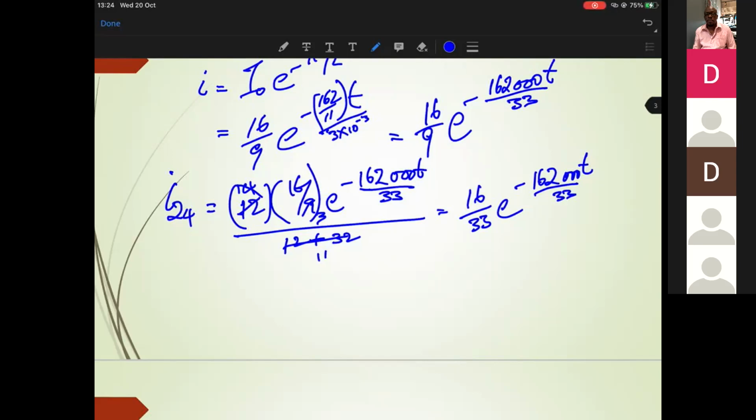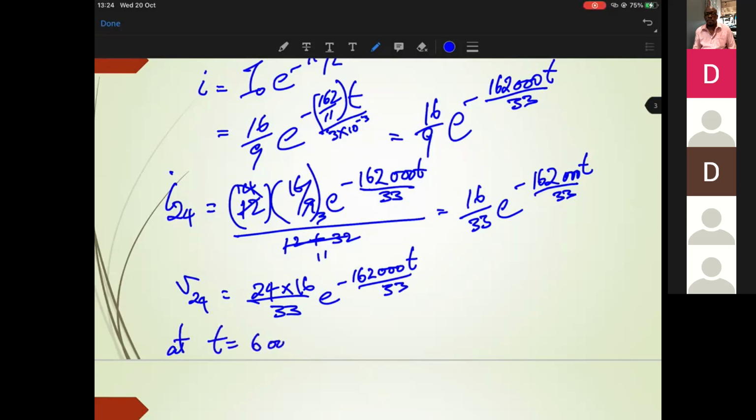All right. So with that being I24, it means that V24 would be equal to 24 times 16 over 33, e to the minus 162 t. All right. At t equals 600 microseconds, calculate V24 for me, please.